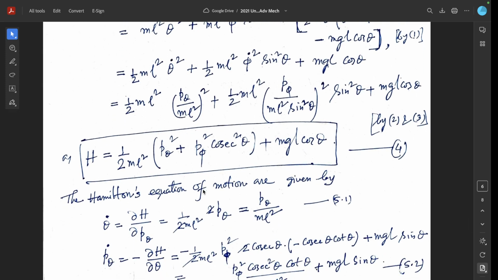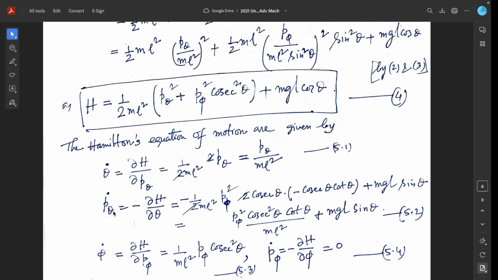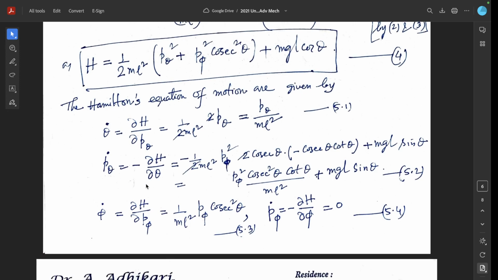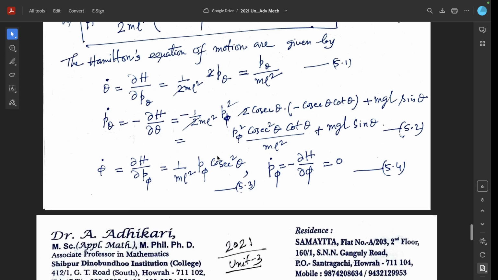The Hamilton's equations of motion are given by θ̇ = ∂H/∂p_θ, which is equal to p_θ/(mL²), and ṗ_θ = −∂H/∂θ. Then φ̇ = ∂H/∂p_φ, and ṗ_φ = −∂H/∂φ, which is equal to 0, since there are no terms involving φ. So these are the four equations, the Hamilton's canonical equations of motion.